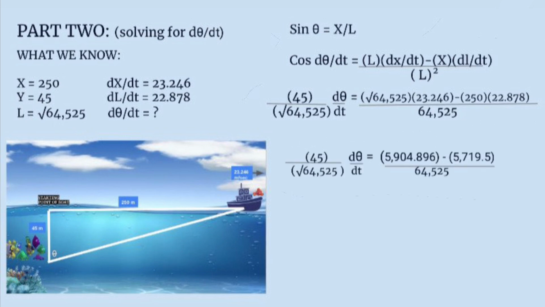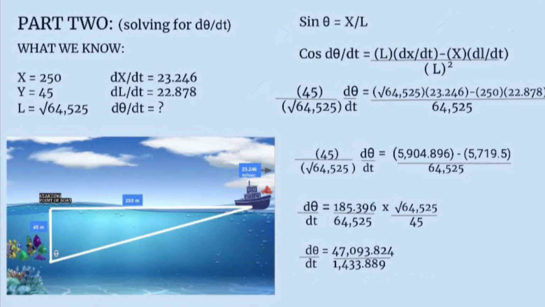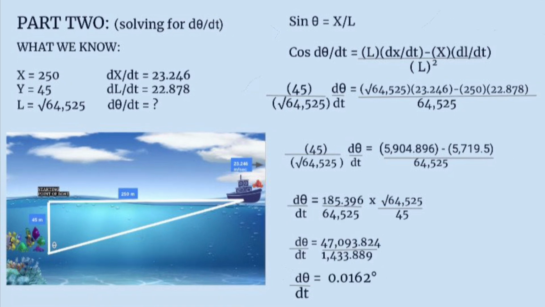In order to get dθ/dt by itself, we multiplied both sides of the equation by the reciprocal of 45 over the square root of 64,525. After simplification, we found dθ/dt to be 0.0162 degrees.